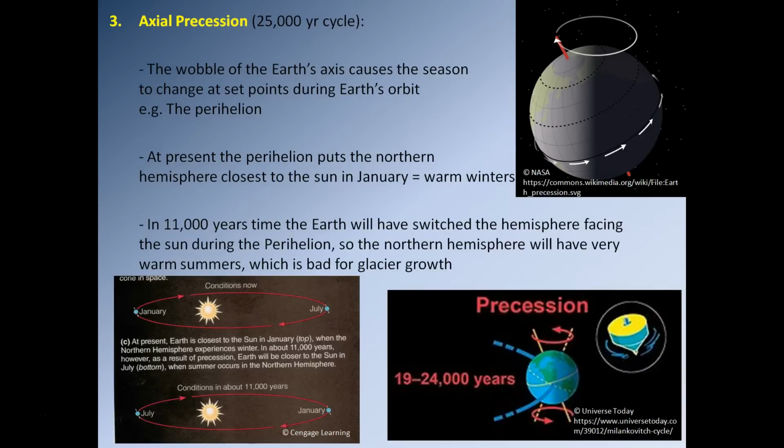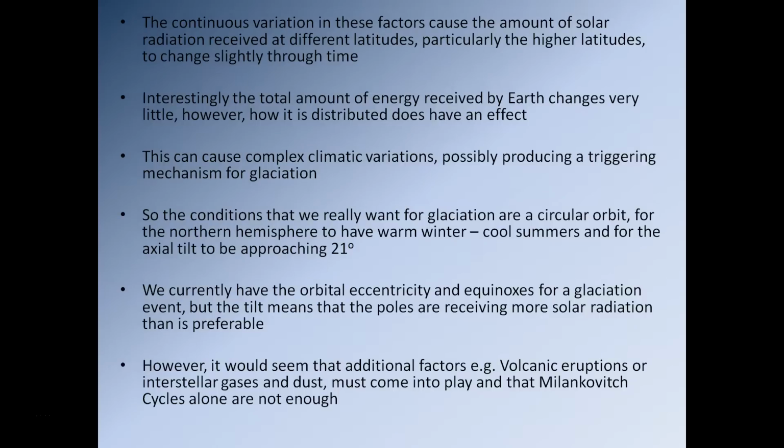Now, obviously, that makes sense, I hope. So, the continuous variation in these factors causes the amount of solar radiation received at different latitudes, particularly the high latitudes, to change significantly through time. Interestingly, the total amount of energy received by the Earth will actually change very little. However, it's all about the distribution. Is the pole receiving a lot less or a lot more solar radiation? If it receives a lot more in the summer, there's going to be lots more melting, and therefore the glaciers can't build out. If it has, on the other hand, very cold summers, that means less melting, and so the glaciers have the chance to expand.